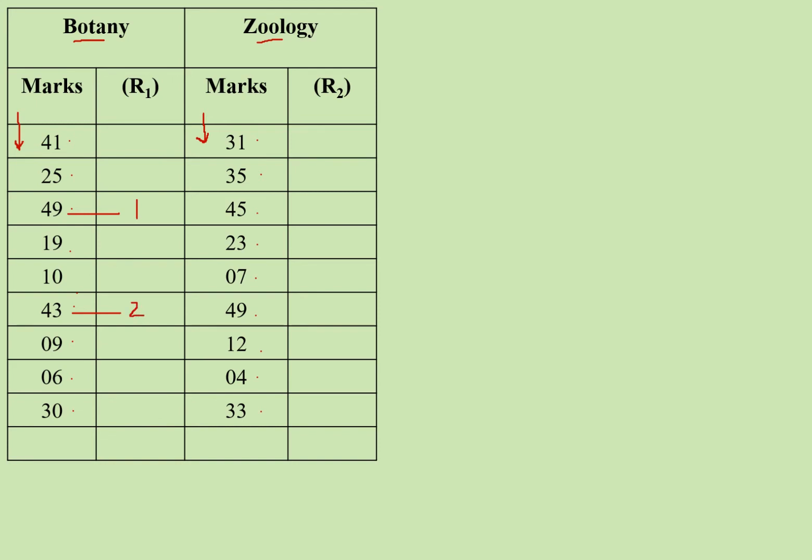Next to 43 is 41. Rank is 3. After 41 is 30. Rank is 4. Next to 30 is 25. Rank is 5. After 25 is 19. So rank is 6. Next to 19 is 10. Rank is 7. Next to 10 is 9. Rank is 8. So the lowest score is 6 and the rank is 9.